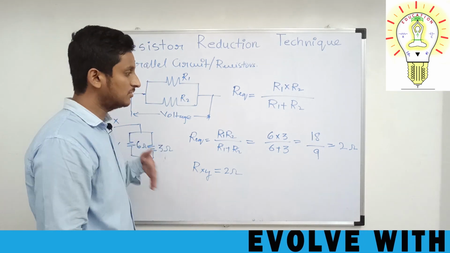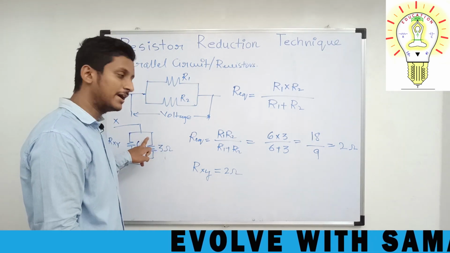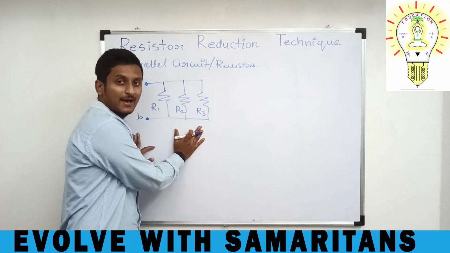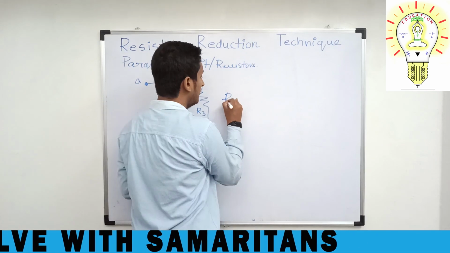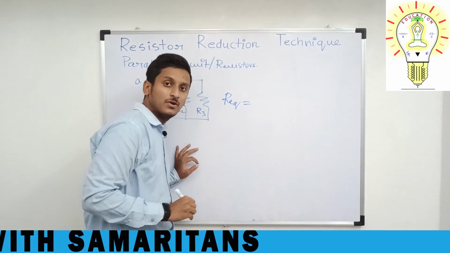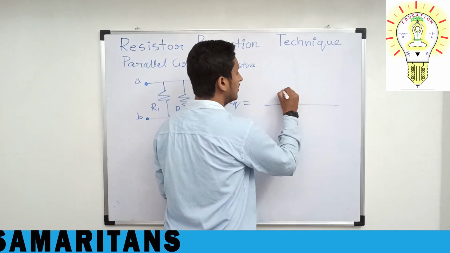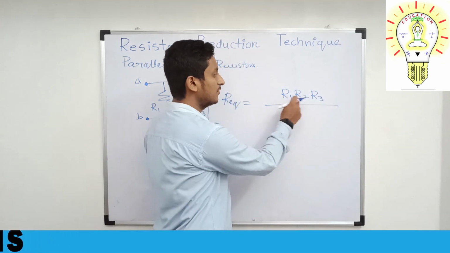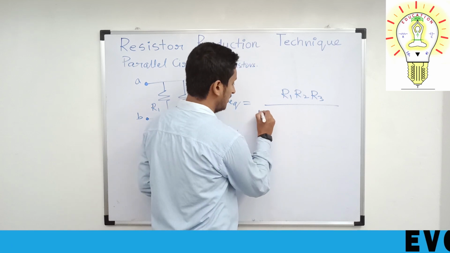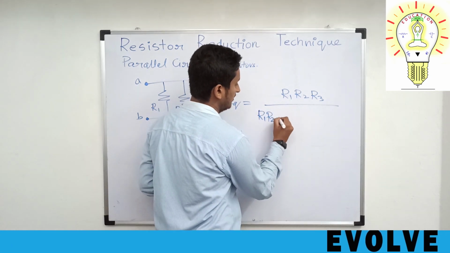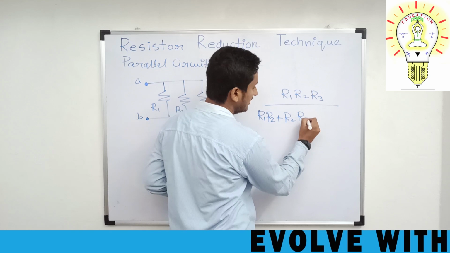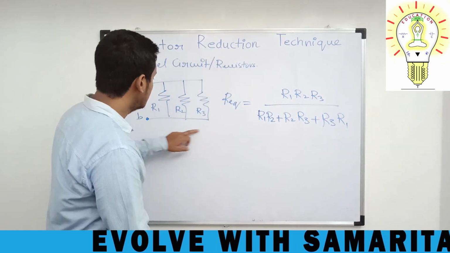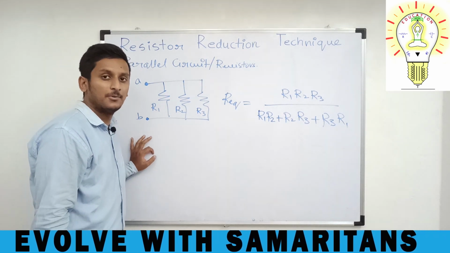Now, let us try to solve for 3 resistors and look at the formula. If there are 3 resistors connected in parallel, let us see the formula for R equivalent. That is equal to R1 into R2 into R3 by R1 R2 plus R2 R3 plus R3 R1. This is the formula when 3 resistors are connected in parallel.